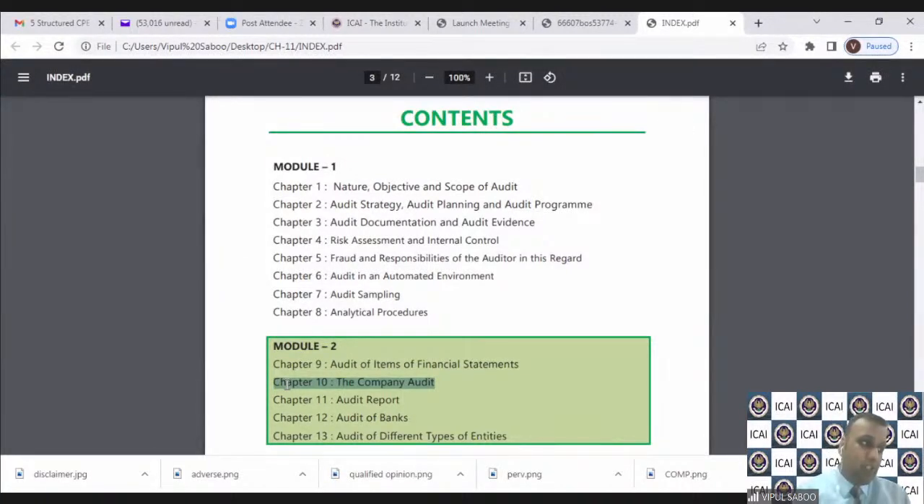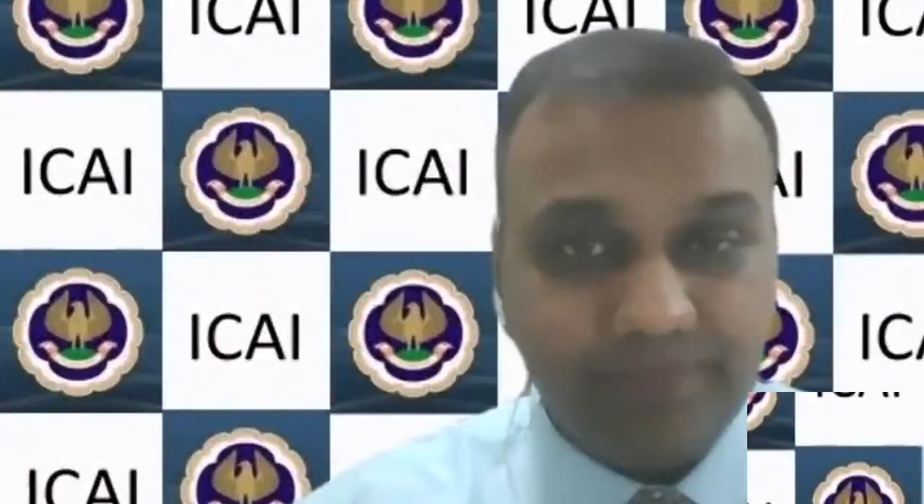And then you will be doing chapter 12 and 13, miscellaneous chapters. After applying your auditing knowledge on the basic chapter 9, then company chapter 10, doing with audit report, then banks and many other kinds of entities would be covered. So today we start with a chapter of audit report.